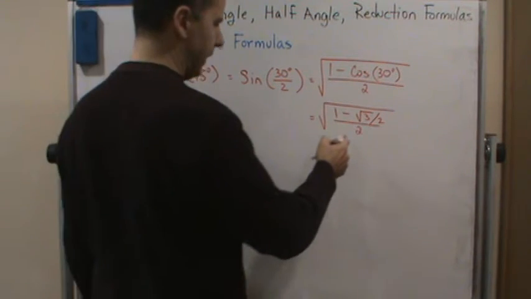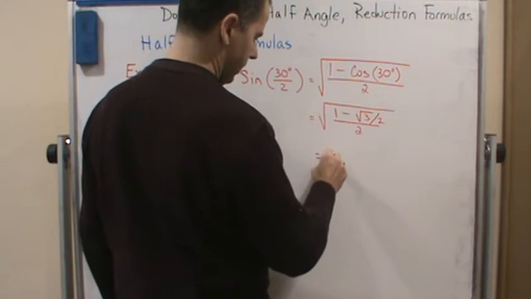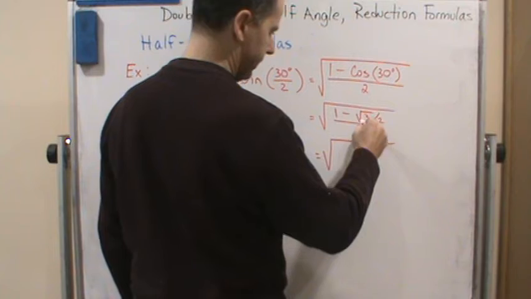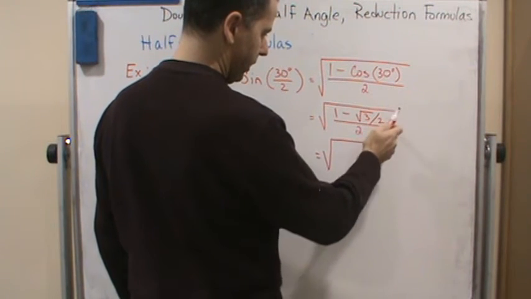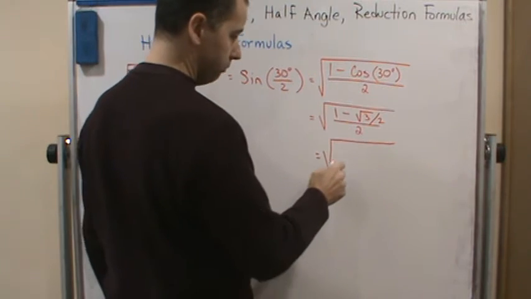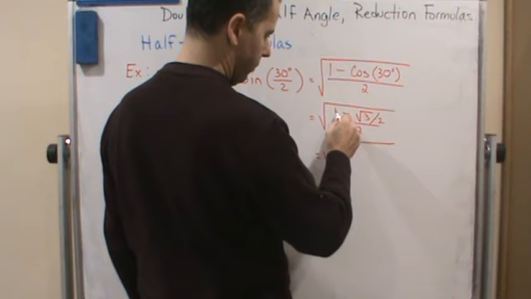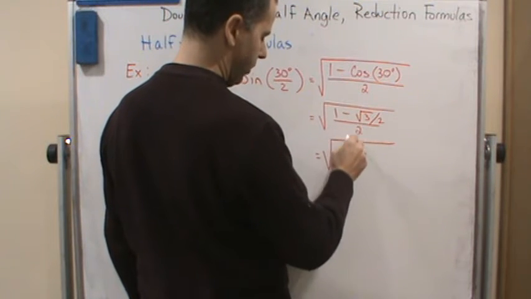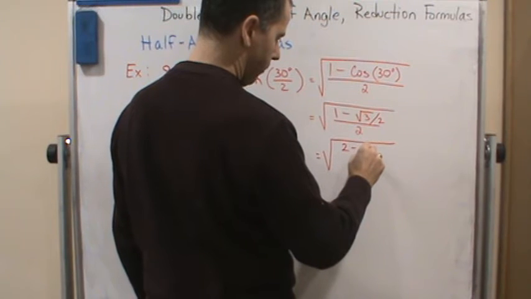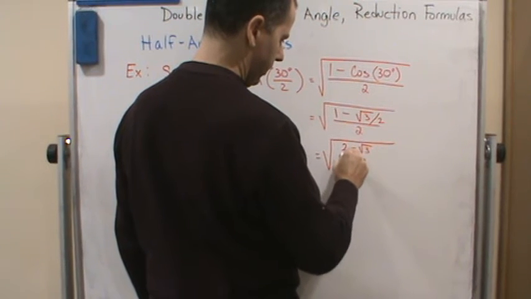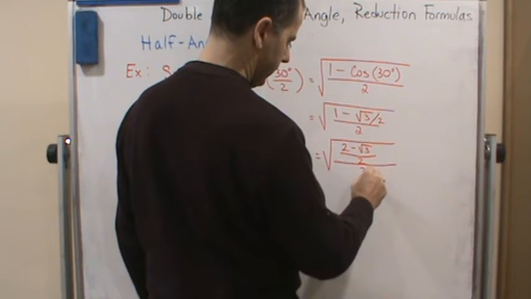So we'll have to simplify this. How can we simplify this? Let's get this as a complex fraction. Let's rewrite the numerator here, and we'll write this as 2 minus the square root of 3 divided by 2, all divided by 2.